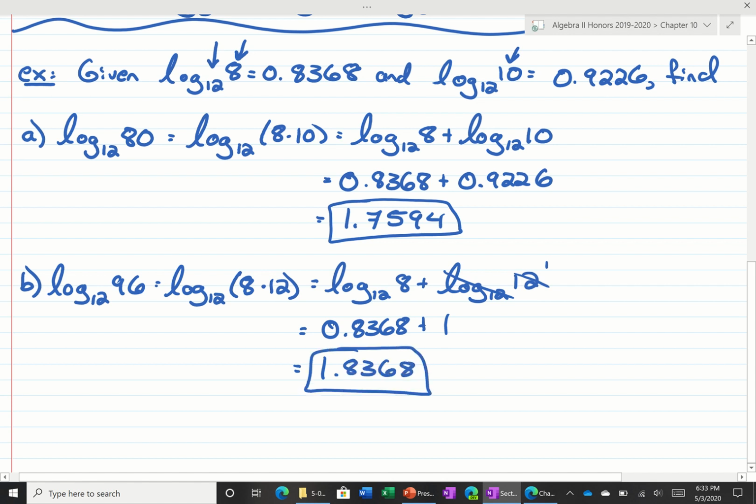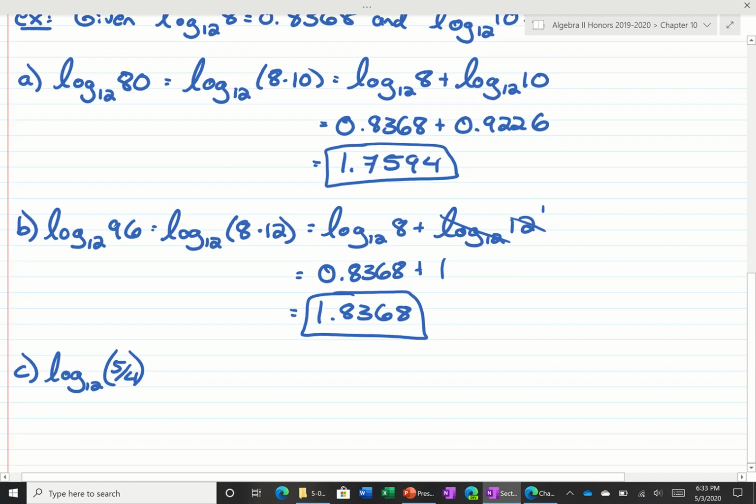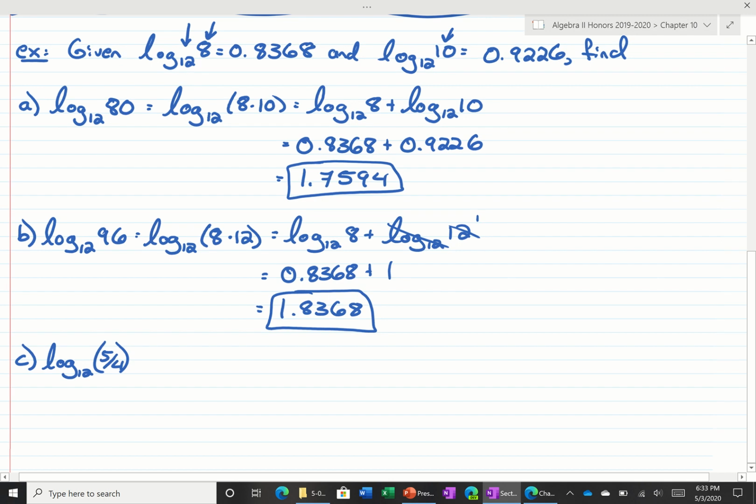These are kind of fun. I hope you enjoy doing these. Let's amp it up a notch. What about the log base 12 of 5/4? You have to figure out how you can get 5/4 from 12, 8, and 10. Well, if you think about it, 5/4 is the same thing as 10 divided by 8.